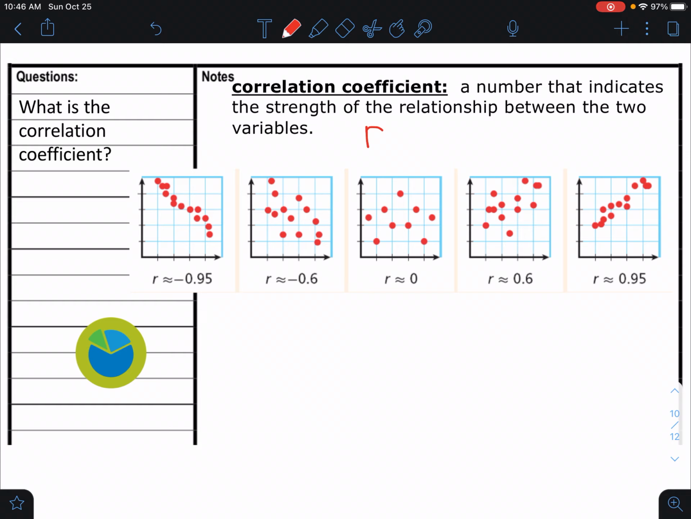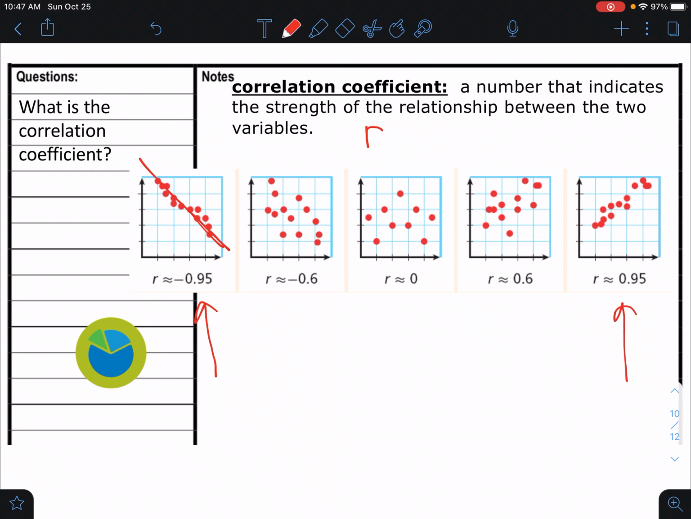So you'll notice here, this first graph is a negative correlation because it's trending down, so it's negative. And then this negative 0.95, that's very, very close to 1. And you'll notice those dots are very tightly grouped. So this is a very strong correlation coefficient. We would definitely like that kind of data. That's good data.